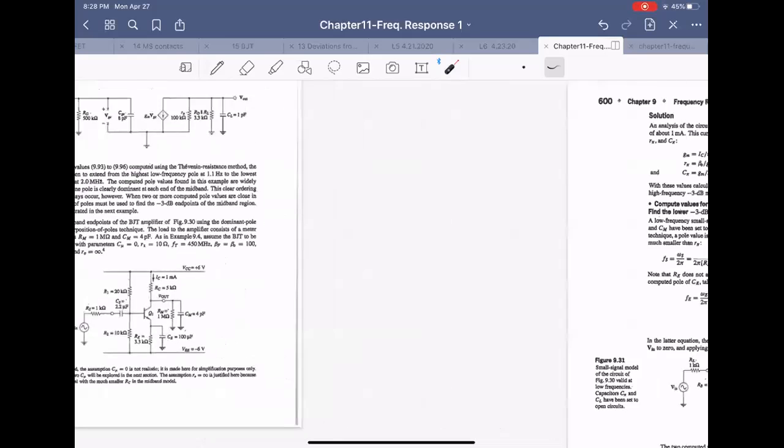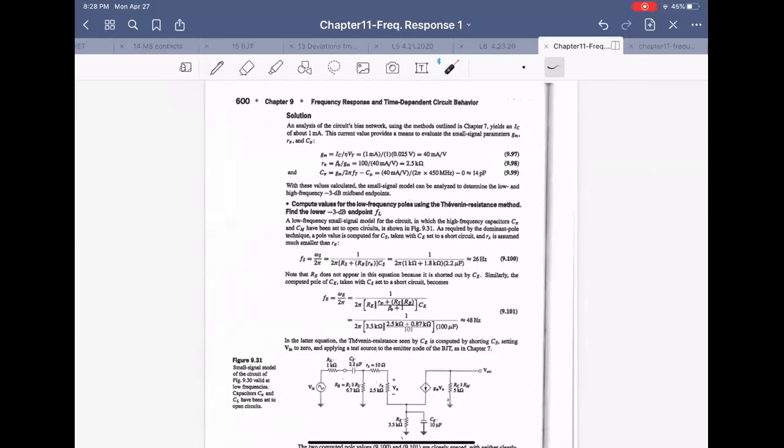Let's try to get the voltage gain. To find GM, IC over VT, r pi is beta over GM, and C pi is given by this formula: GM over 2 pi FT, minus C mu. And here it says C mu is 0. C mu is between base and collector. And C pi is 14 picofarad.